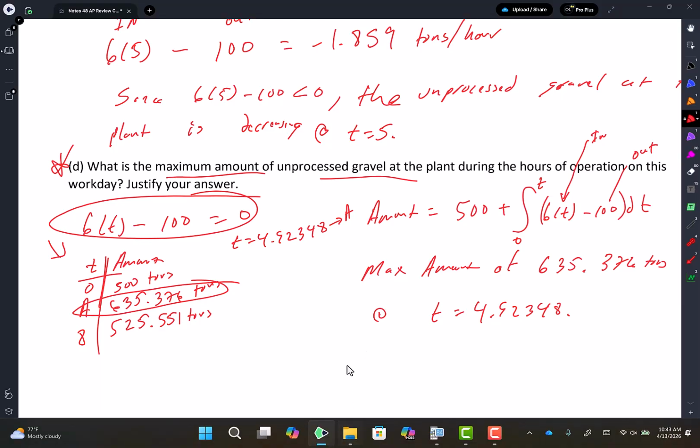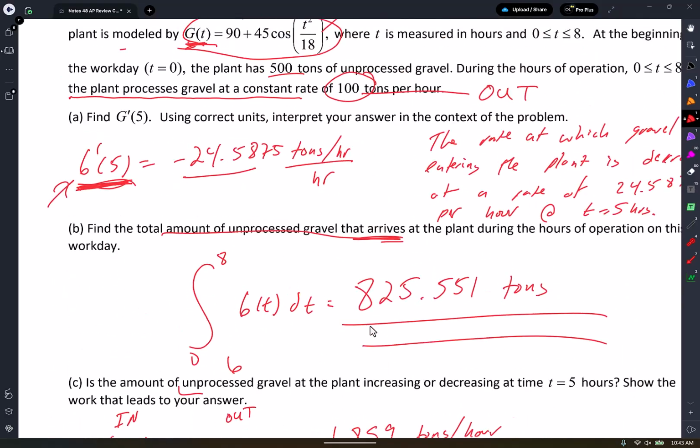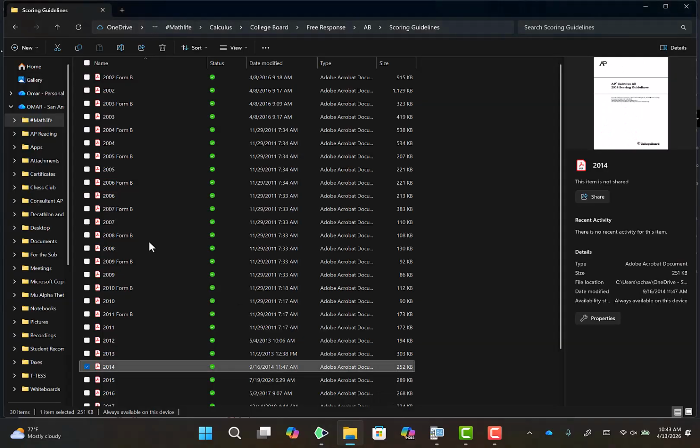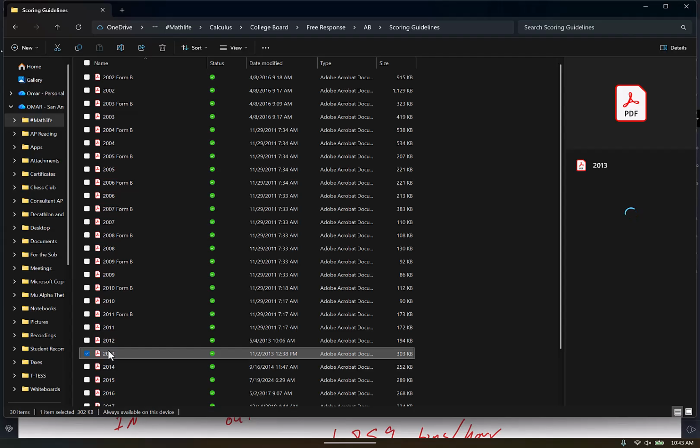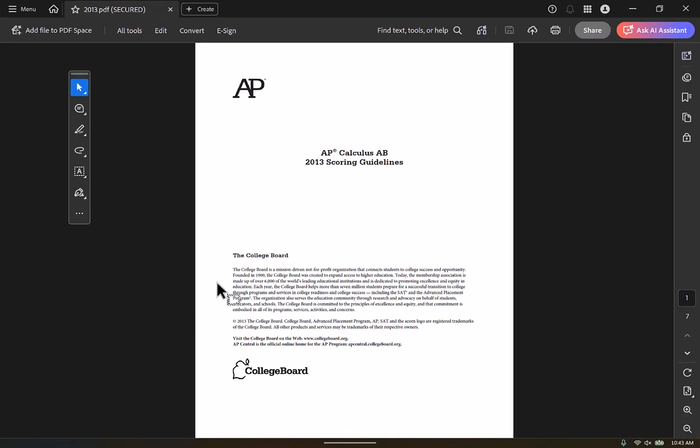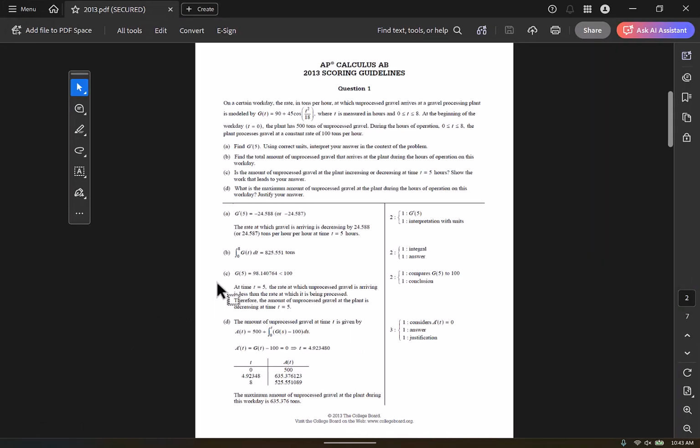Should we look at the rubric? What year was this? 2013. Let's look at the rubric. Don't worry, I'll come back, guys. 2013. Question number 1 or question number 2? Let's see. Number 1.